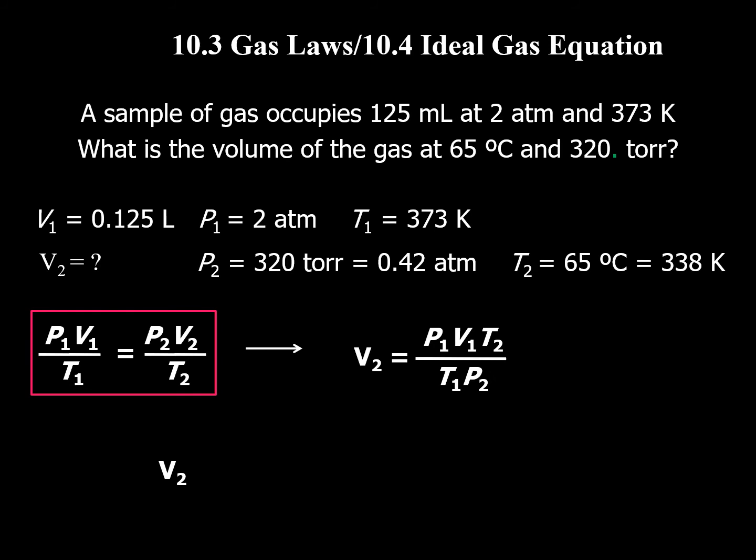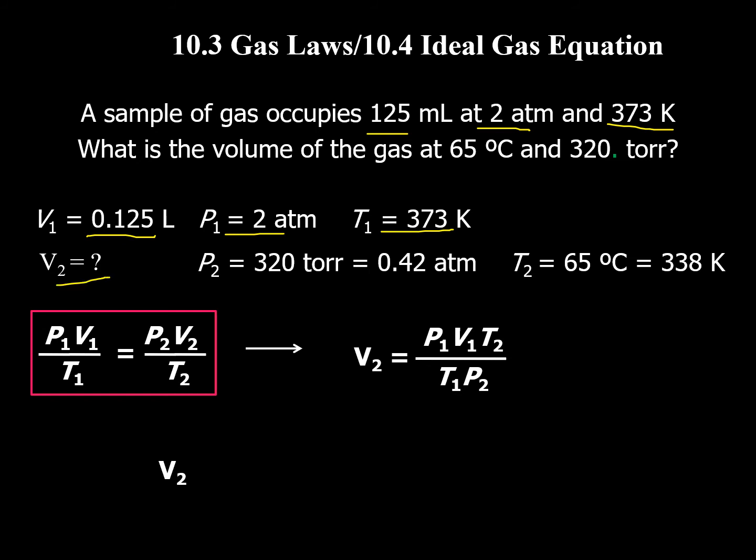So let's just use an example. A sample of gas occupies 225 milliliters. Right now you should convert that to liters. At 2 atm and 373 Kelvin. So these three numbers are for the initial conditions, V1, P1, and T1. And you're asked, what is the new volume? So you need to find the new volume.